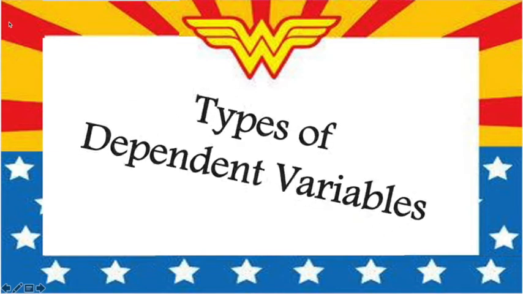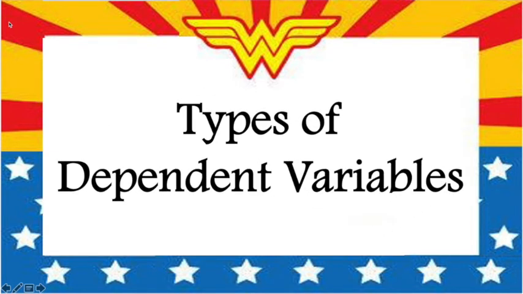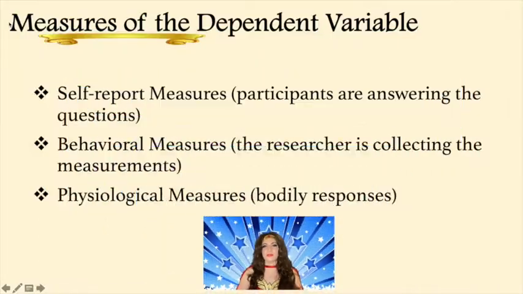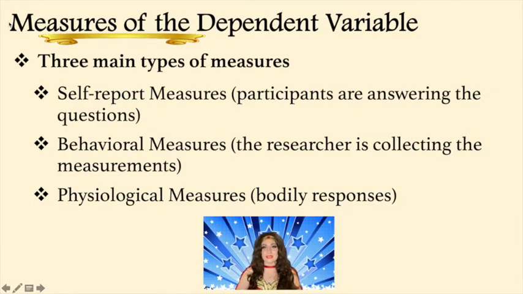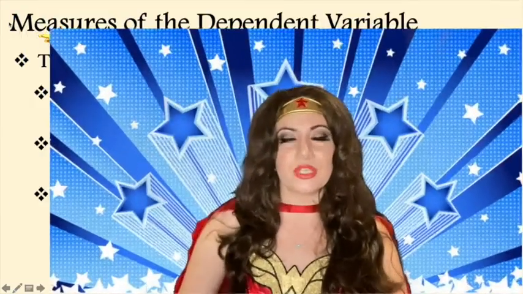So now let's talk about the different types of dependent variables. We have 3 main types of dependent variables. These include self-report measures, behavioral measures, and physiological measures. So let's talk about each of these in a little bit more detail.